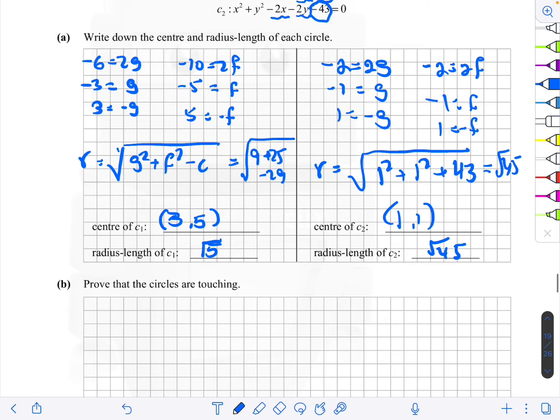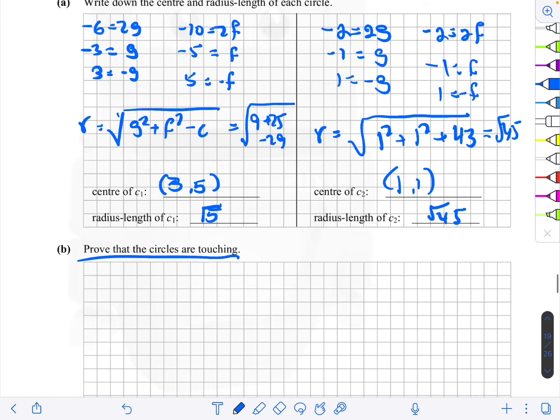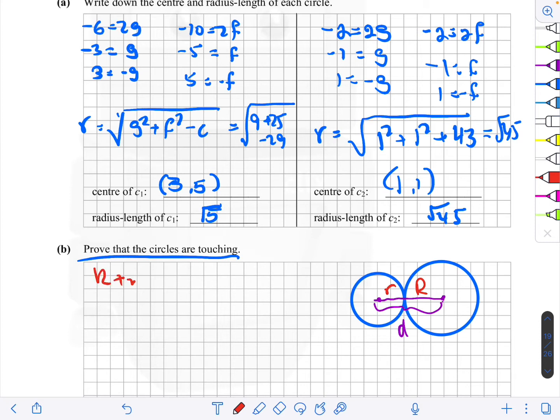Then they say prove that the circles are touching. So just to explain about touching, if we have one circle, and then let's say we have a different circle here, something like that. To show that they're touching, our method will be this way. We have our two centers. We'll find the distance between the two centers, and mark that with the letter d. And then we will show that when we add the radiuses, we get the distance, that means they're touching.